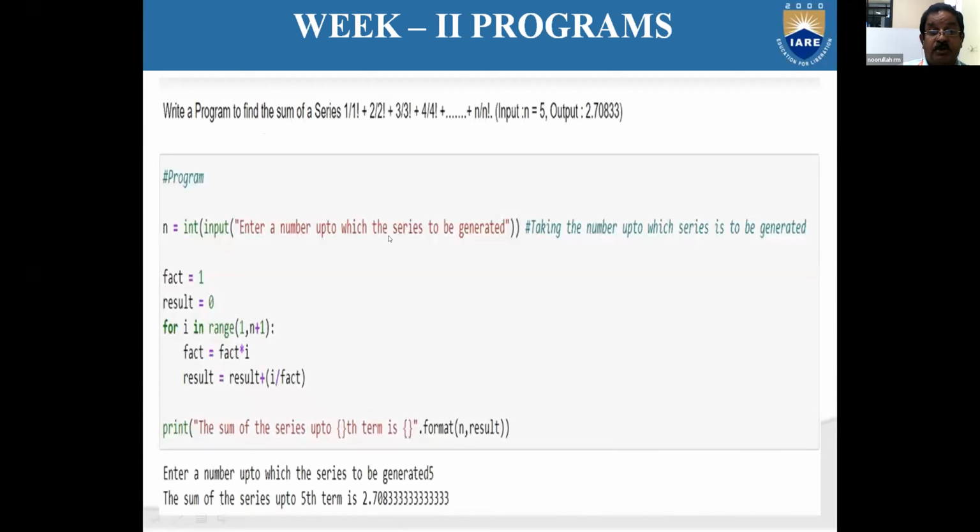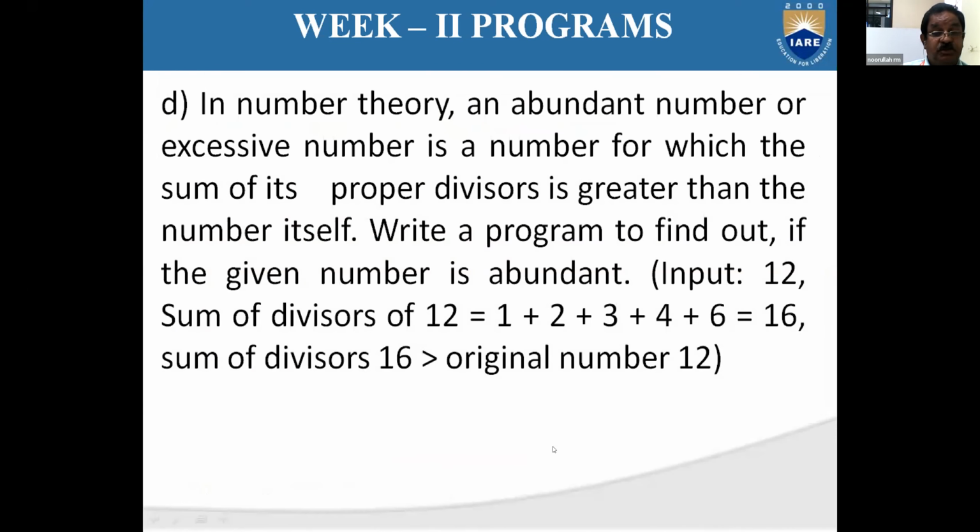So for example, in the program you input the number up to which you want to generate. Now you have assigned fact as 1, result equals 0. If you have inputted the number as 5, then the sum of the series up to the 5th term is what you will get as the result. That's regarding the C bit. And the D bit is in number theory.